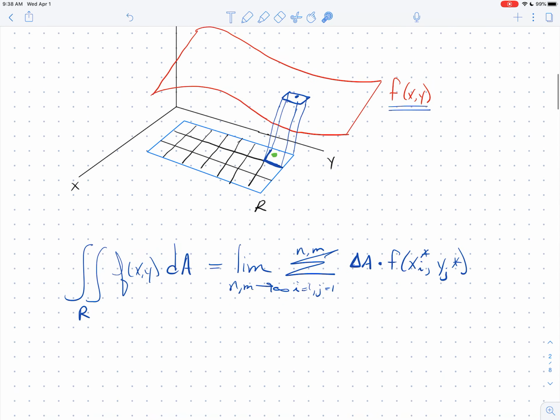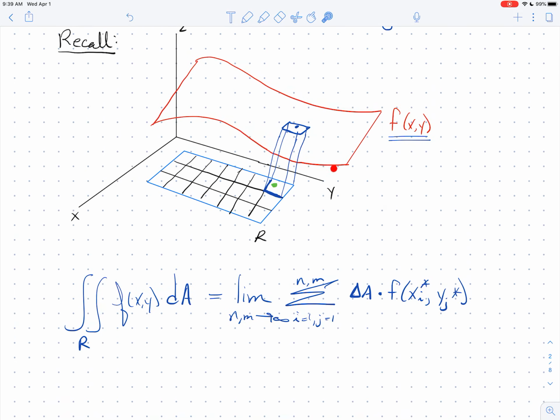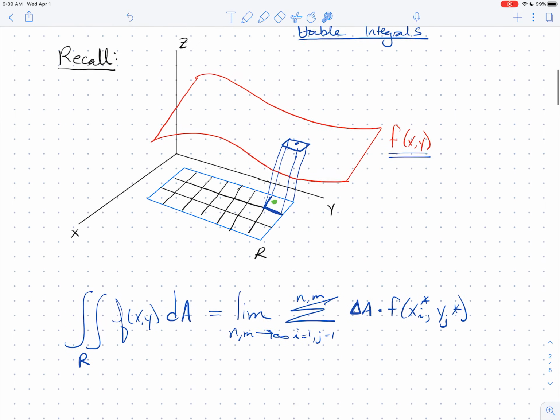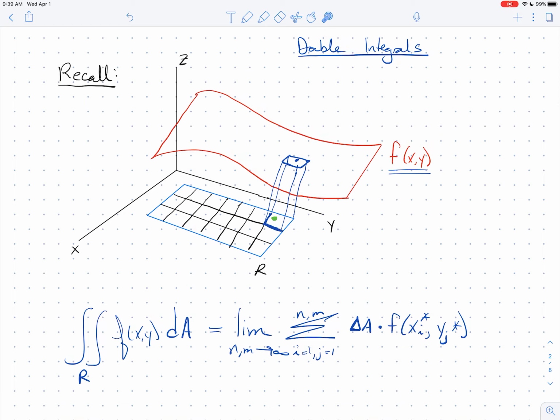And of course, you can interpret double integrals as volume when your function lives entirely above the xy plane. So I want you to have two things in your mind as we go forward. Double integrals, functions of two variables. You interpret double integrals as volume. Okay, so pause the video and say that to yourself if you want. Double integrals, functions of two variables. We interpret double integrals as volume.